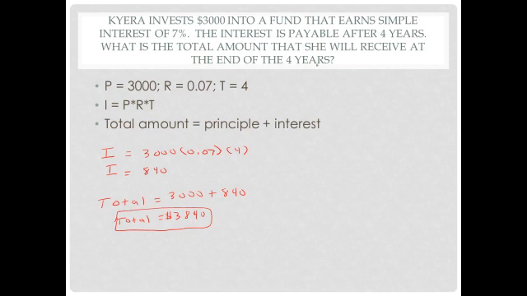So again, be careful and make sure you fully read the questions to see what they're asking. If it says total amount, that means that you would have to add the interest to your initial principal to calculate the total amount earned.